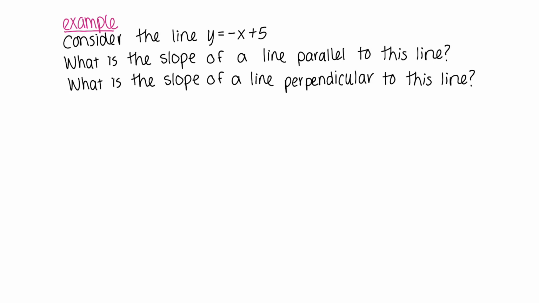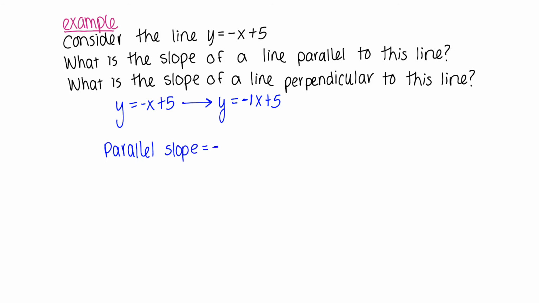This one's a little bit more tricky. Consider the line y equals -x plus 5. This one might look a little different because you don't see a number in front of the x. If you don't see a number in front of x, that means it's the same thing as having a 1 in front of it. So this is the same as y equals -1x plus 5. So the original slope is -1, which means that the parallel line slope is -1.